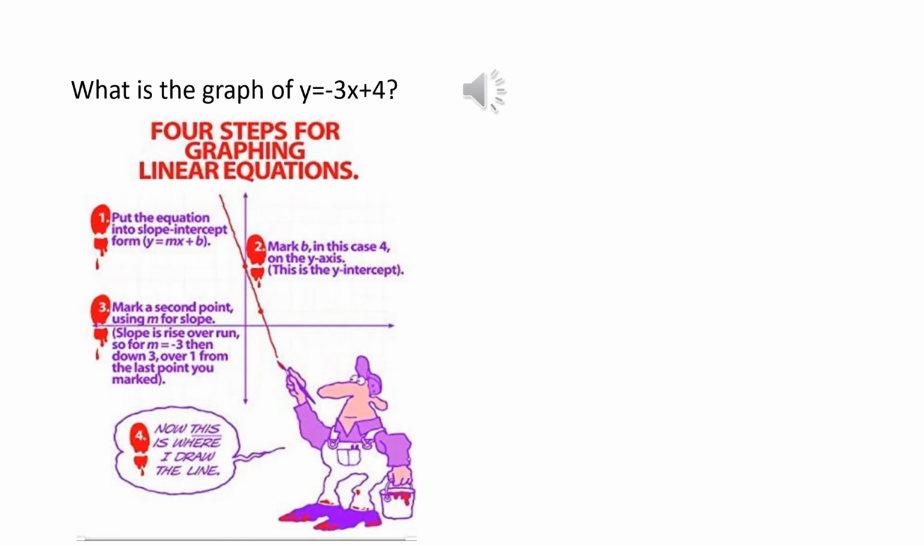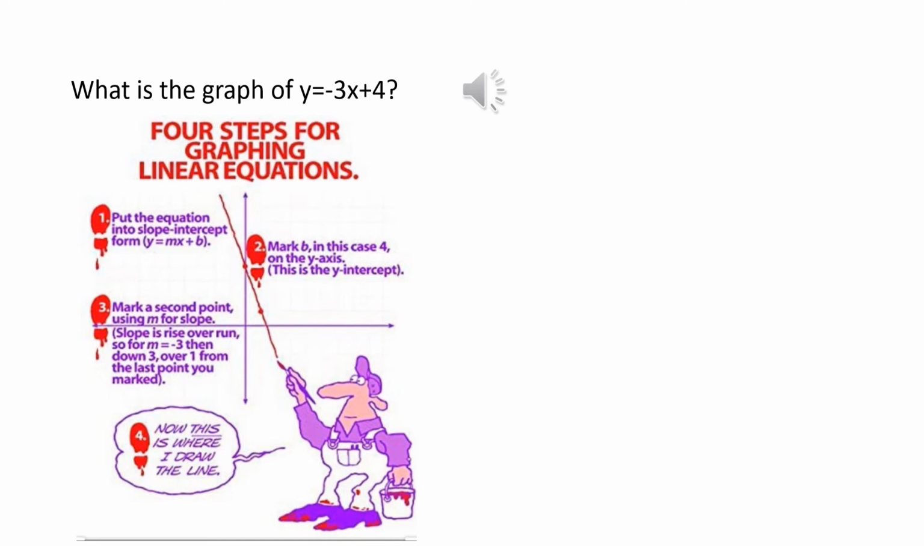Let's take an example. What is the graph of y equals negative 3x plus 4? Look at the figure. 4 steps for graphing linear equations. Step 1. Put the equation into the slope-intercept form. It's written in the slope-intercept form y equals negative 3x plus 4. The slope is negative 3 and the y-intercept is 4.